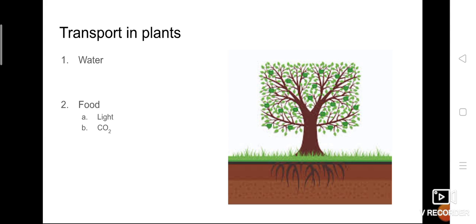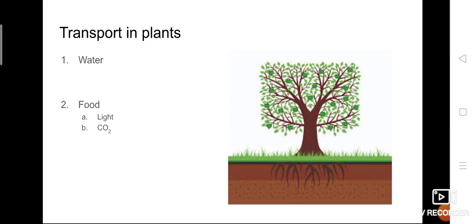Okay, when we talk about soil, we know that roots are the only thing in direct contact with the soil. So basically, water and minerals are both present in the soil, and when we pour water, we pour it on the soil only, and they are absorbed by the roots, because the roots are in direct contact with the soil.